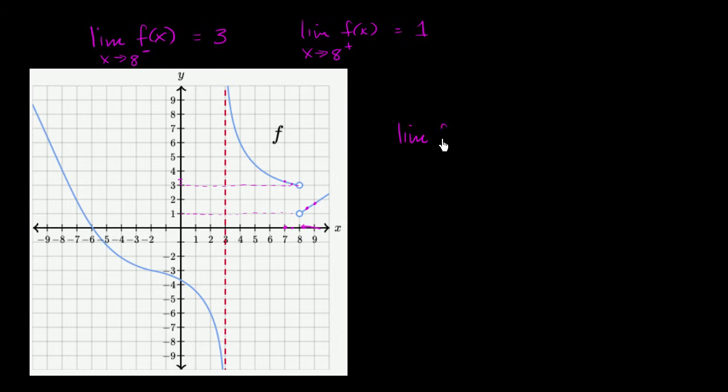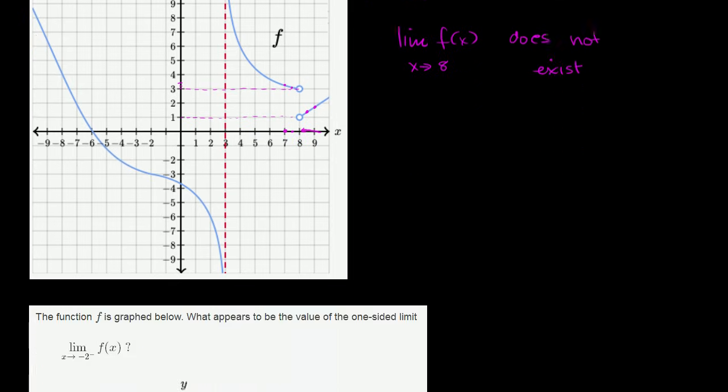The limit of f of x as x approaches 8, because these two things are not the same value, does not exist. Let's do one more example.